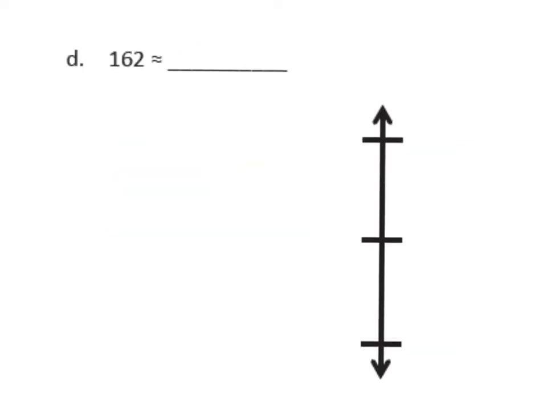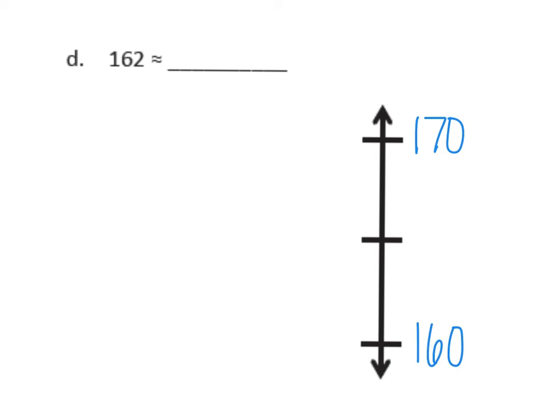Let's take a look at letter D. We have 162 rounds to something. So if we take a look at our number line, we have to think to ourselves, how many tens do we have? We have 6. So that means we have 160 at the bottom. Now, what would one more group of 10 give us? That would give us 170. That's going to go at the top.